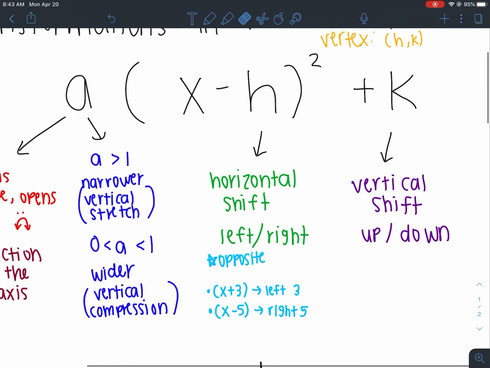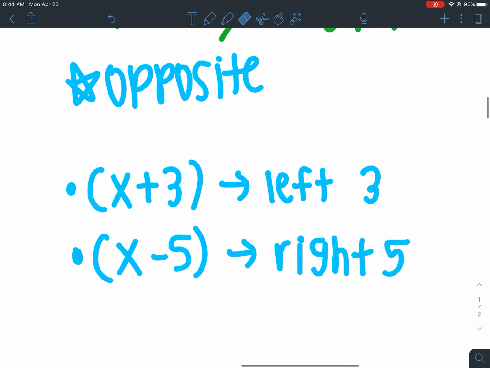Now the next thing is the h. The h tells us whether we're going left or right. So thinking about if you're inside the parentheses, you're going side to side. Inside the parentheses, side to side. So if we're inside, we can either go to the left or we can go to the right. Now it is going to be opposite from what you think. So for example, if I have x plus 3, a positive 3, then that's going to be left 3. Normally when we think of positive, we think of right, but it's opposite. Remember, the h is opposite. And then minus 5 would be to the right 5.